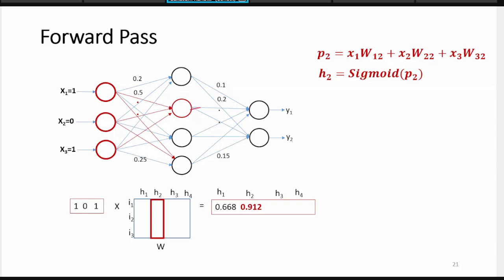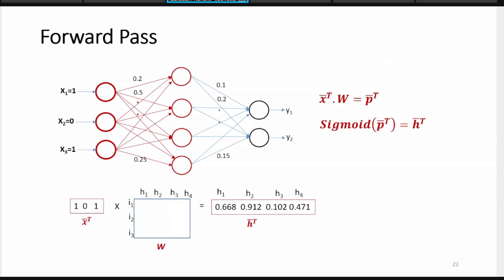This is nothing but multiplying this one with this one, this one with this one, for the perceptron, and then sigmoid. Similarly, you continue this and do it for all the nodes. So this is exactly the product between the X and the W, right?